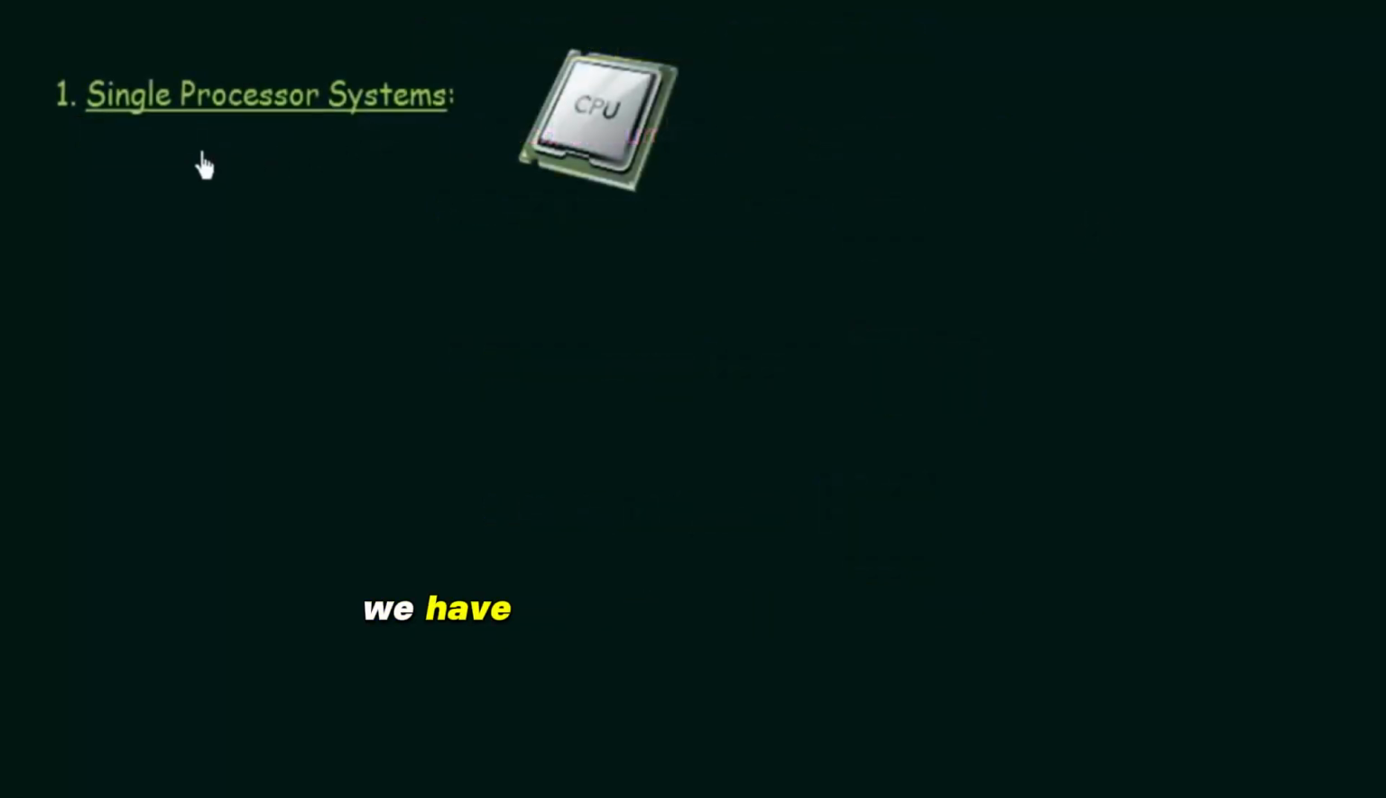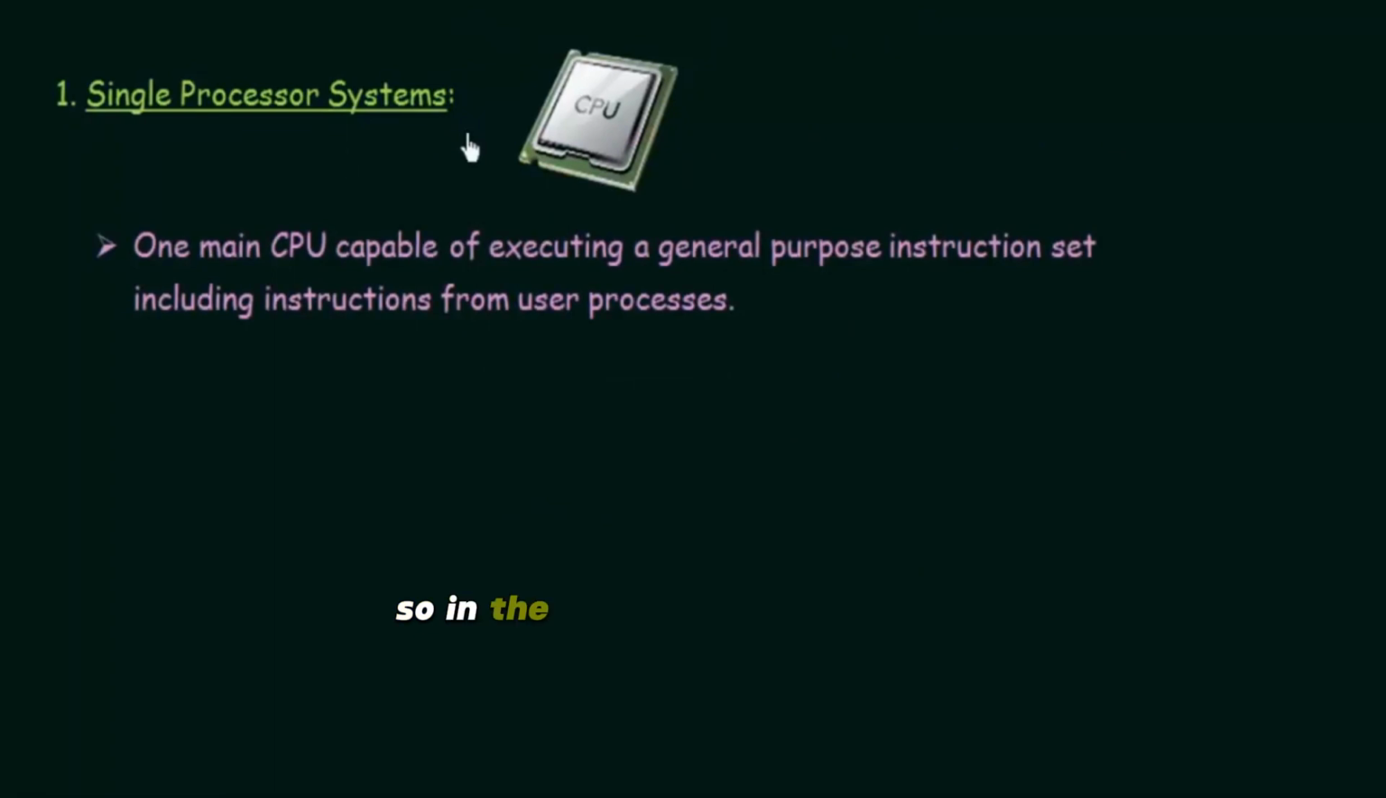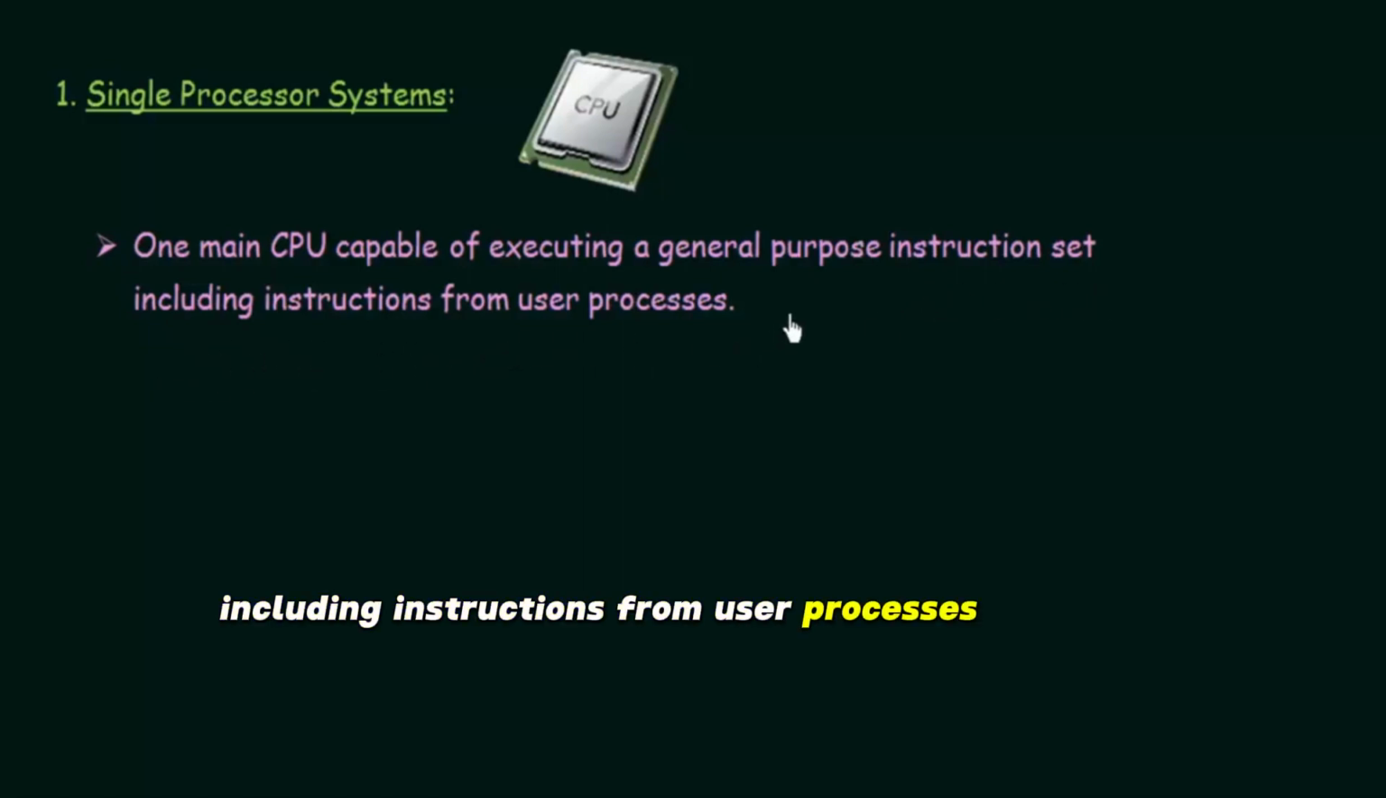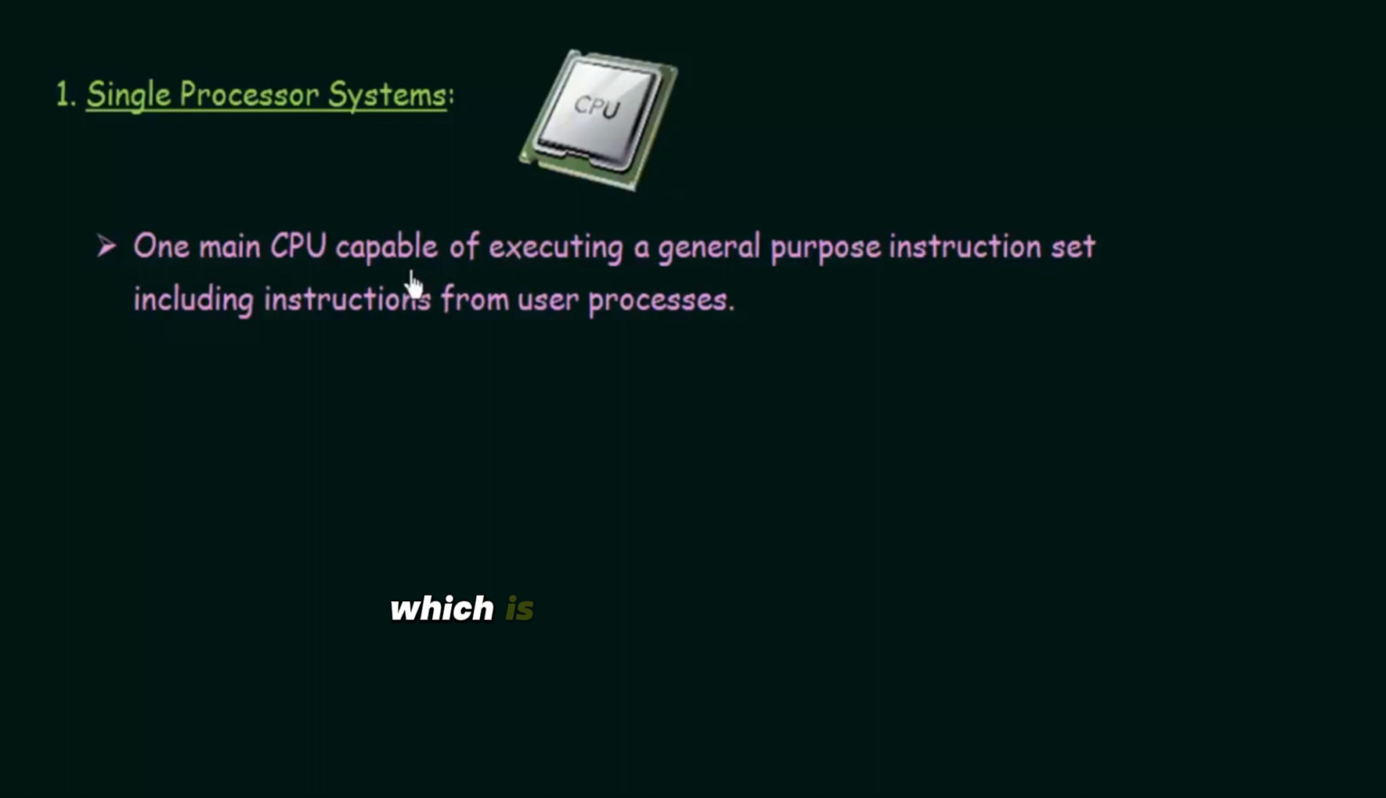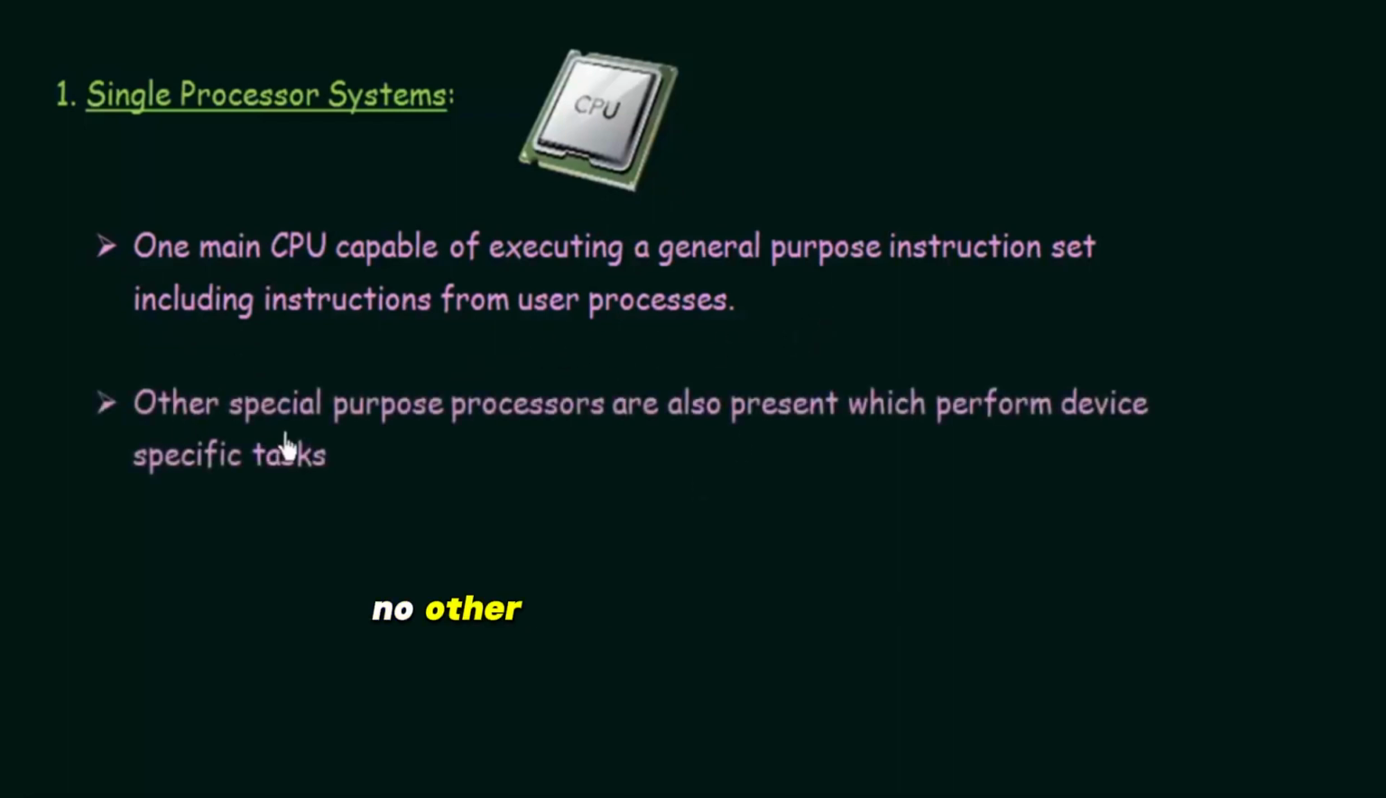So first of all, we have the single processor system. In the single processor system, one main CPU capable of executing a general-purpose instruction set, including instructions from user processes, is present. That means in the single processor system, we only have one main CPU, which is capable of executing the general-purpose instruction set, as well as the instructions from the user processes. No other special-purpose processors are present which perform device-specific tasks.